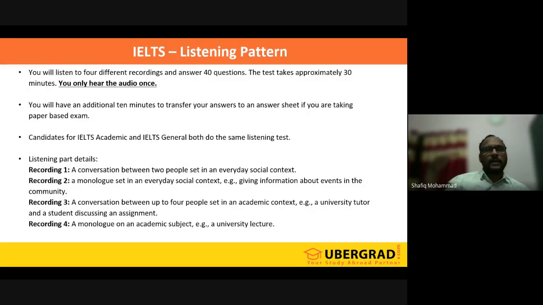Then the second section will be a little more difficult than the first one. Then the third section will be more difficult than the second one, and the fourth section will be more difficult than the third one. So students mostly say, sir, the third section is always difficult in listening. The reason is they mostly have MCQs, and we are going to start with MCQs today.